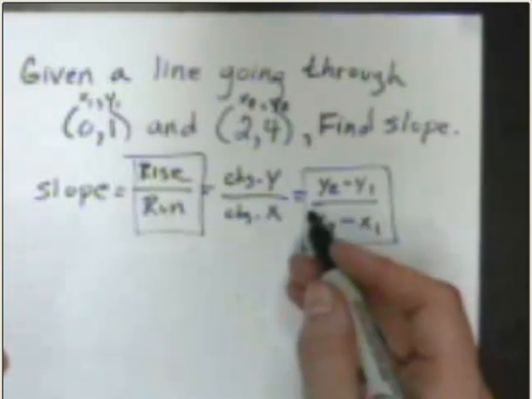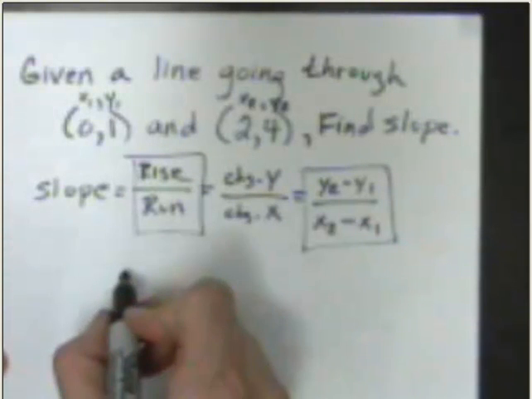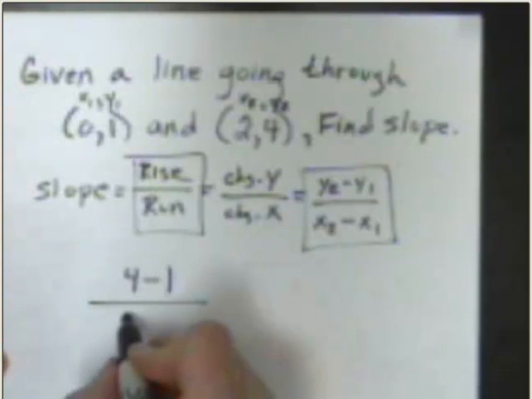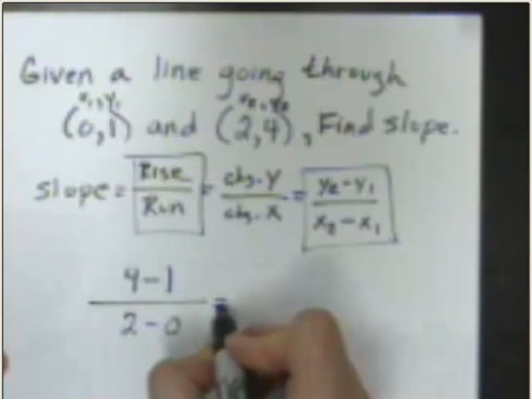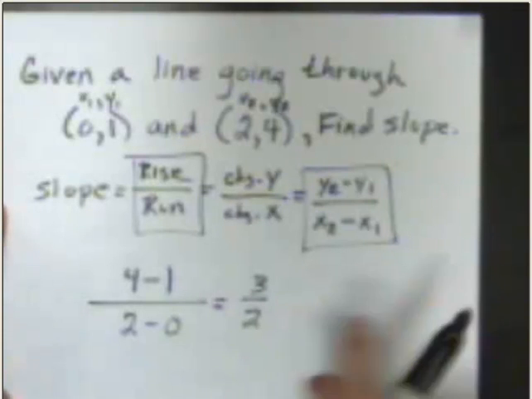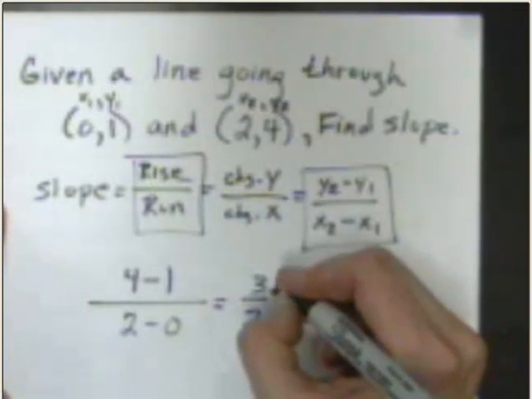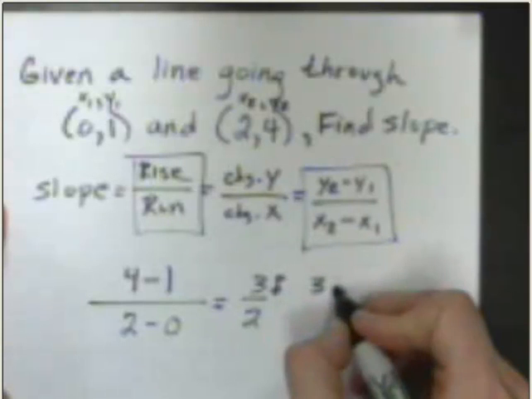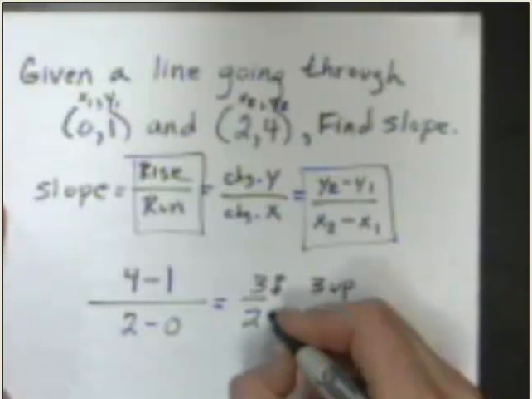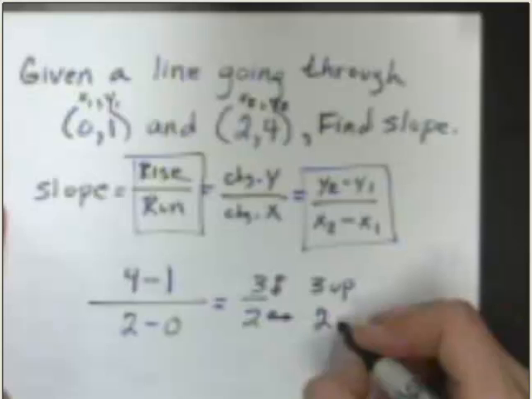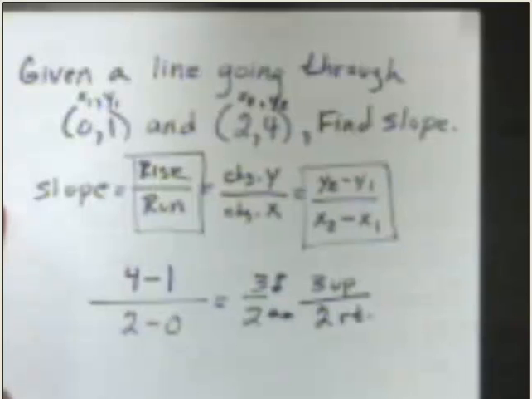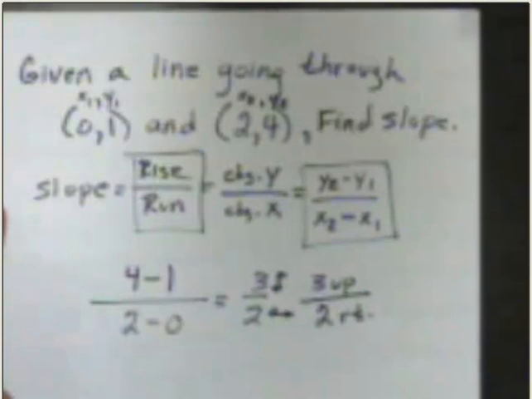So let's see. y2, which one's y2? 4 minus y1, okay, over x2, 2 minus 0, what do we get? 3 over 2. Somebody describe this movement. What's happening? This is the up down part, right? So it's going 3, what, up or down? Oh, that's a positive 3. Okay. And on the bottom, that's the run, that's the side-to-side stuff, so it's going 2 to the right or left? To the right.